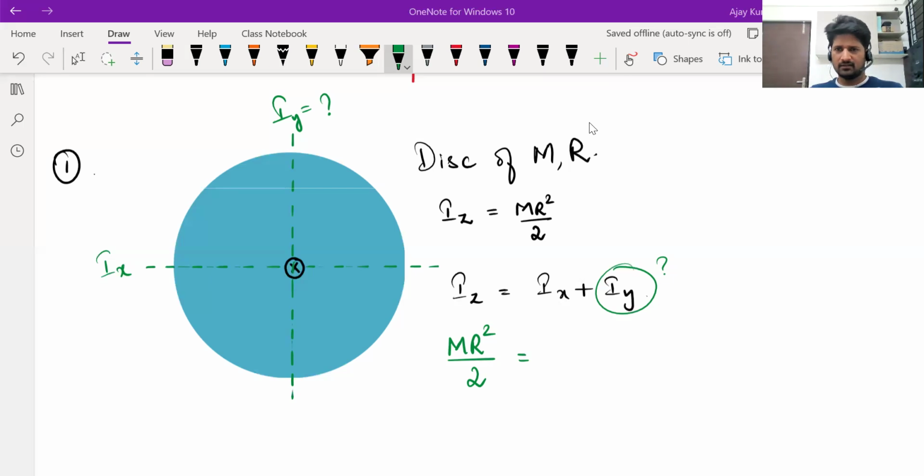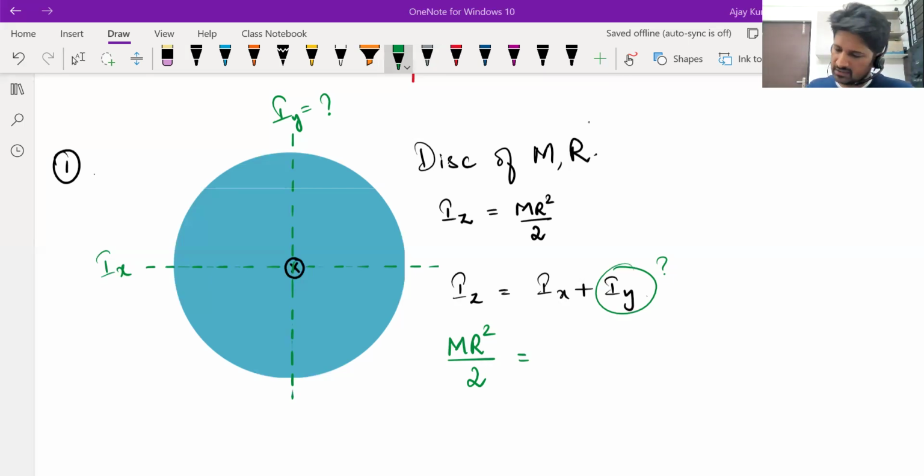All particles are similar. For the y-axis, there is half the disk on the left side and half the disk on the right side, with the maximum distance being the radius and other particles closer. The same is the case for the x-axis. Half the disk is on one side, half on the other. Then Ix, the moment of inertia about the x-axis, must be equal to Iy. We still don't know the value, but based on the distribution, we can tell that they should be equal.